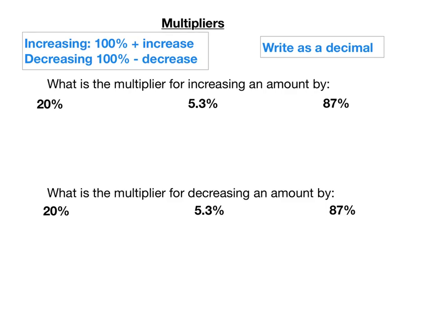In this video, we're going to look at multipliers. Now, we can use multipliers to work out percentage increases and decreases, and it's what we multiply the original amount by. So first one, we're going to look at increasing amounts.